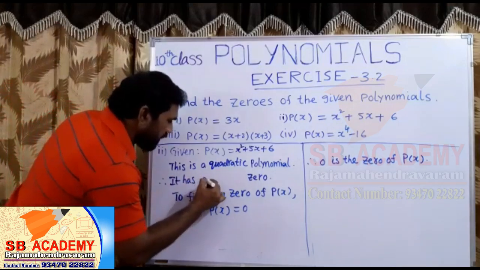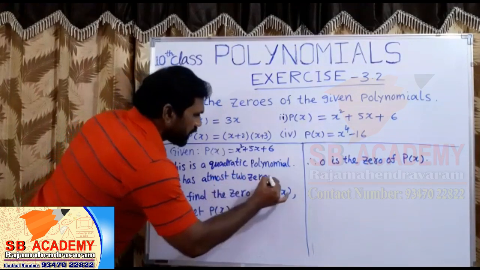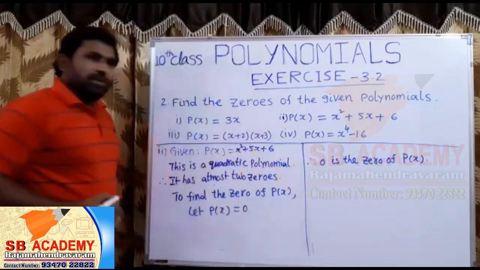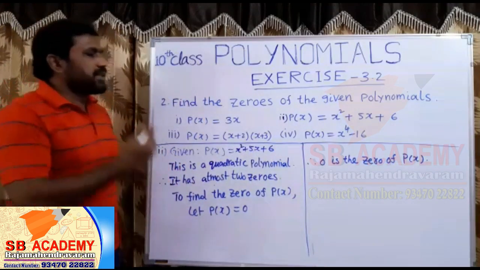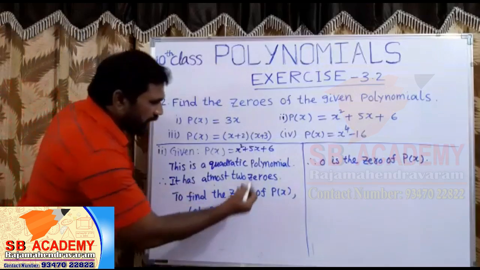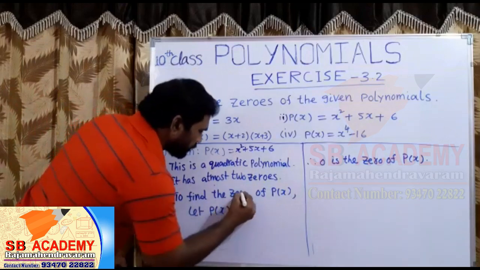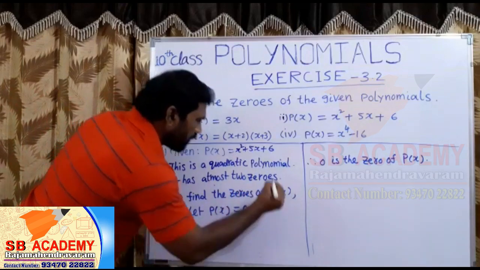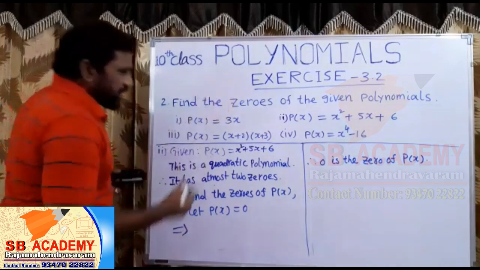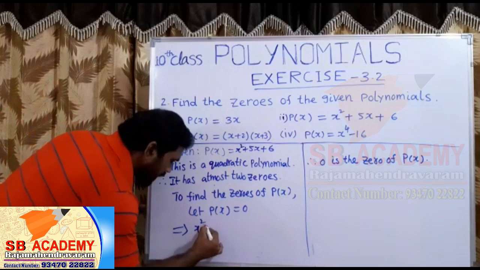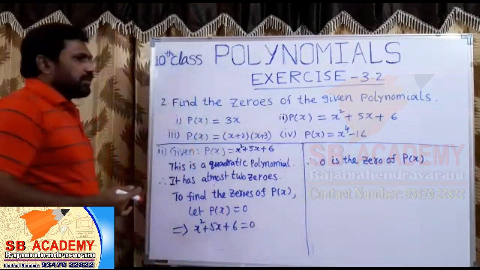Already we discussed in the previous class, a polynomial of degree 2 has at most 2 zeros. So it has at most 2 zeros. Okay, so now we will find out what are those zeros, right? To find the zeros of p of x, let p of x equal to 0, which implies, what is p of x? x square plus 5x plus 6 equal to 0.